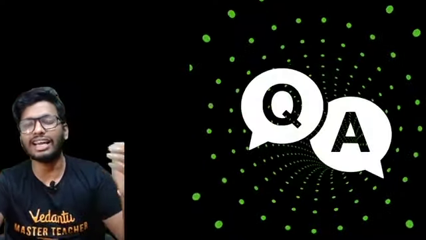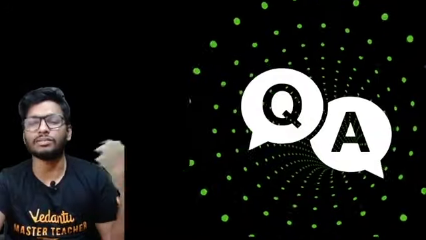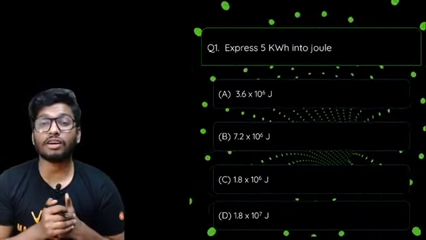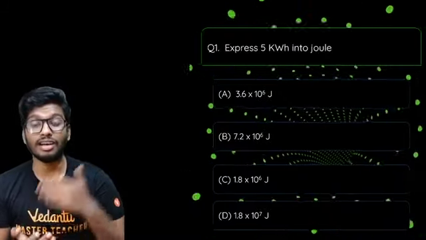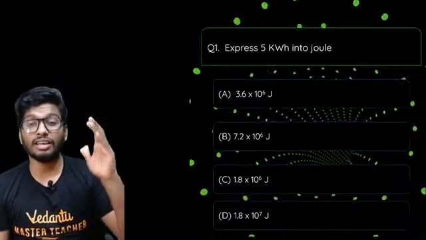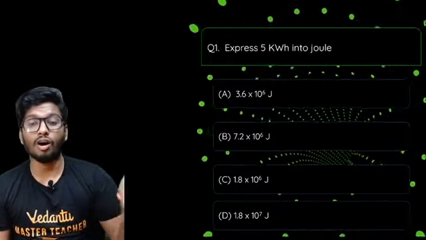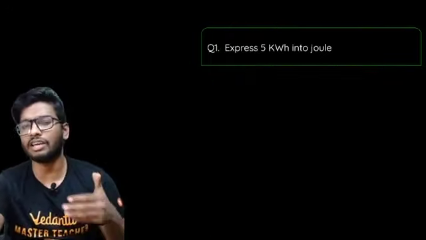So with that said, guys, let us now do some questions and try to understand the concept a little better. So here's the question. Express 5 kilowatt hour into joules. 3.6 into 10 to the power of 6 joules, 7.6 into 10 to the power of 6 joules, 1.8 into 10 to the power of 6 joules, or 1.8 into 10 to the power of 7 joules.